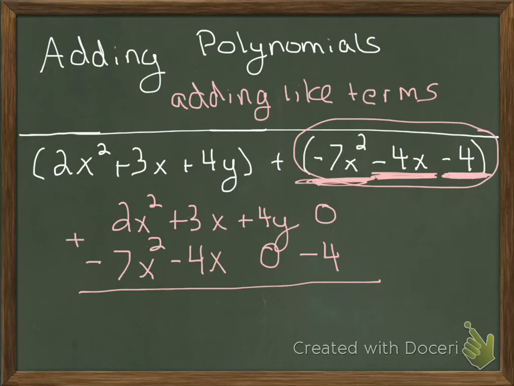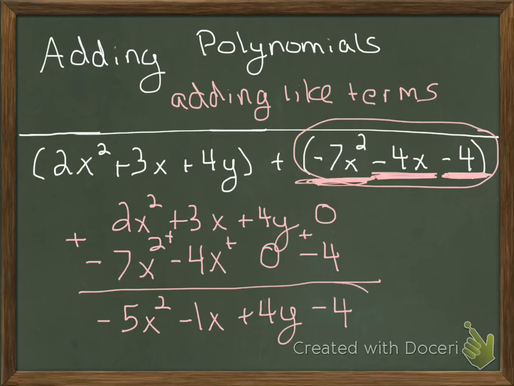Now I go through and I add each of my terms. So 2 plus negative 7 is negative 5x squared. Remember, the variable doesn't change. Minus 1x plus 4y is 4 plus 0, which is just 4. And then 0 plus negative 4 is minus 4. That is adding my polynomials.